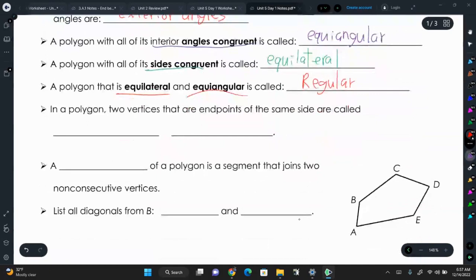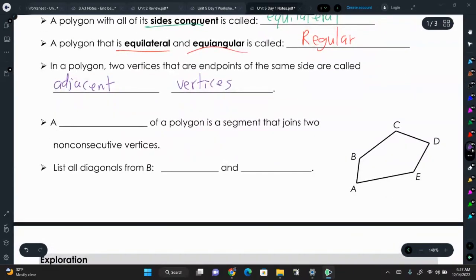In a polygon, two vertices that are endpoints of the same side are called adjacent vertices. So like over here, A and E, they're the endpoints of AE. These are adjacent vertices.